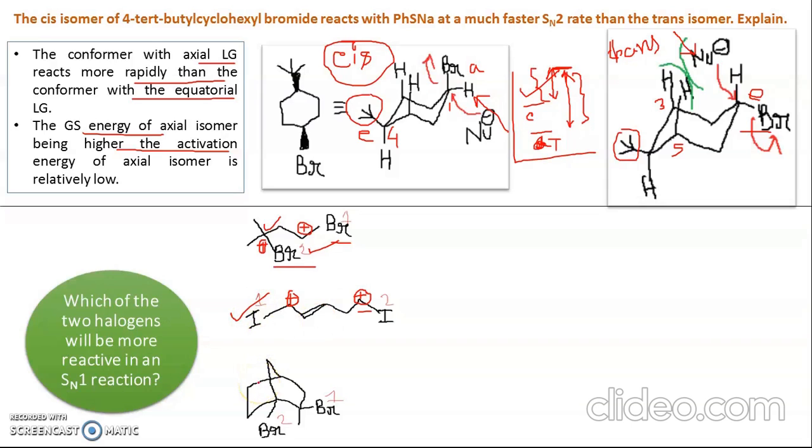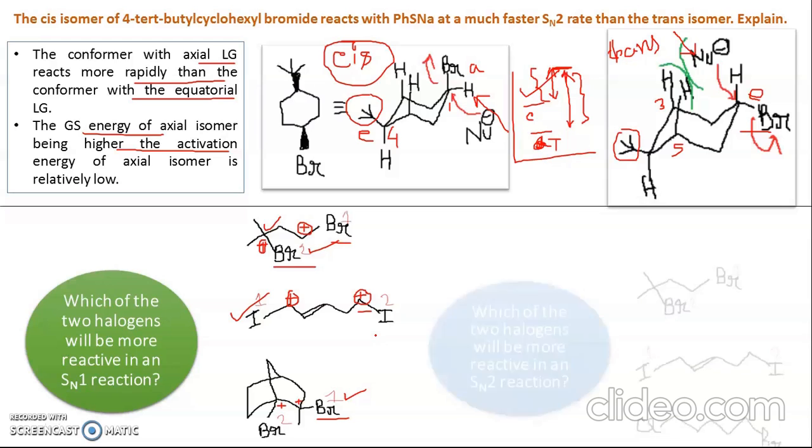The third structure is bicyclic. So here, if bromine 1 is leaving, you will get a positive charge here. If bromine 2 is leaving, you will get a positive charge which cannot attain planar configuration. So it will not be stable at all. That is the reason Br1 will be more reactive in the SN1 reaction.